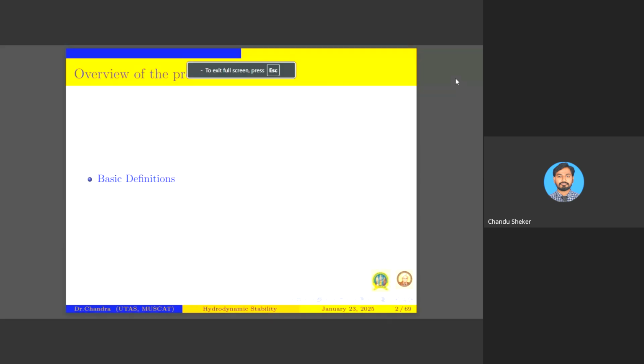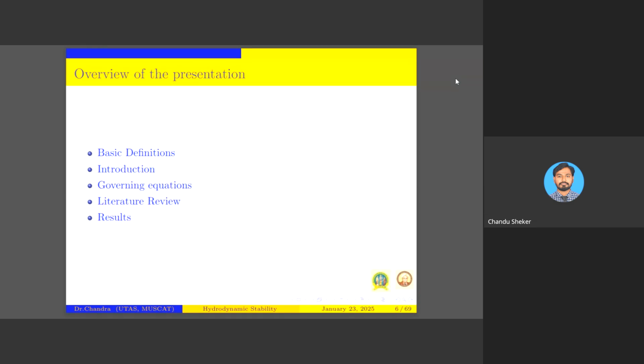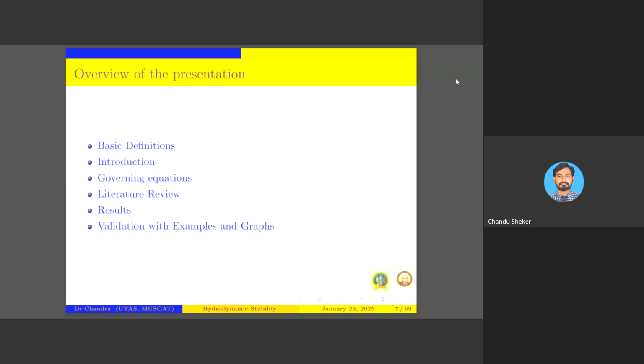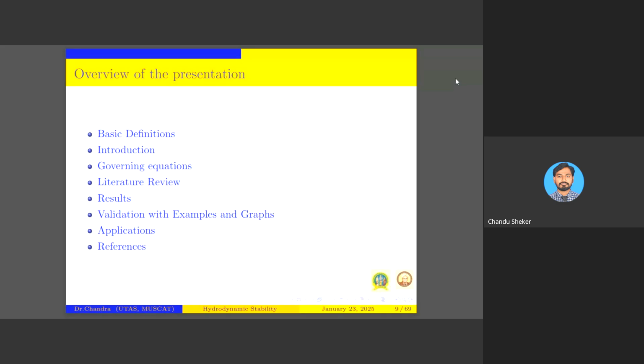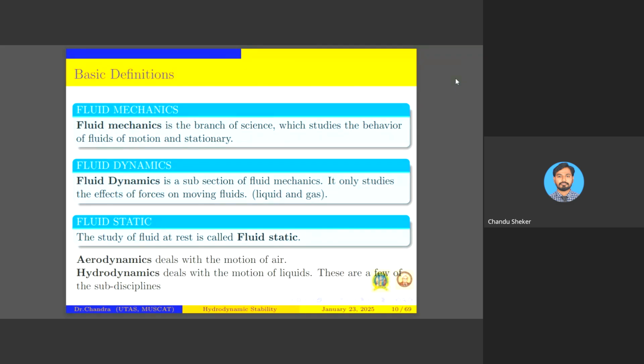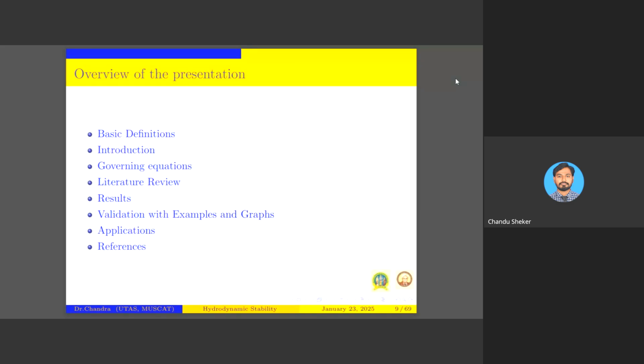In my topic, I'm going to cover the following points: basic definitions, introduction to my problem and governing equations, literature review, results and validation with examples, graphs, applications, and references. A few definitions I'm going to explain here. Before going to model the problem, let us know the basic definitions. Then only we can go deep into the problem.